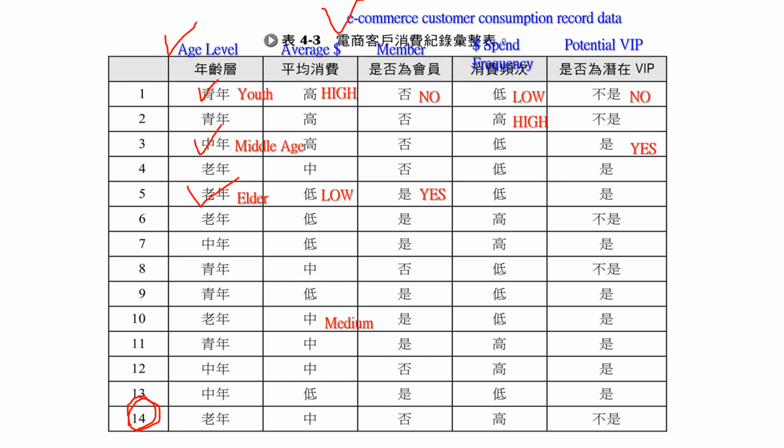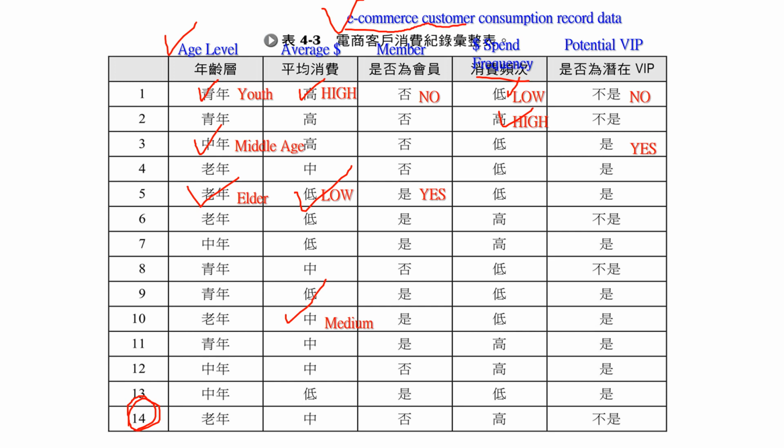And average spend, okay? Average money spent. So they have 3 levels. High, low, and medium, okay? High, low, medium, 中 是中的意思, okay? And whether it is a member, okay? Yes, it is a member, or no, it's not a member, okay? And the money spent frequency, okay? Money spent frequency, 消费频次. There are 2 levels, so low and high, okay? Low and high. And remember, it's about the commerce.